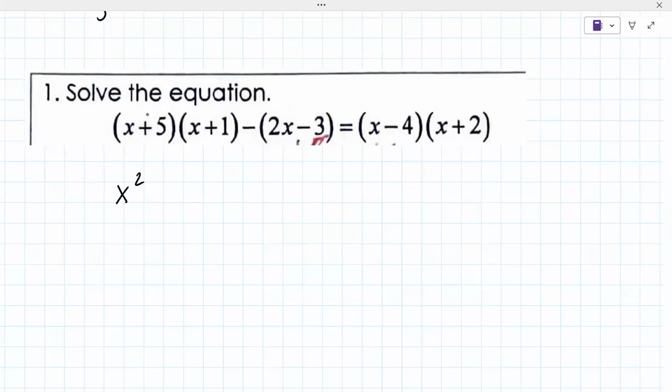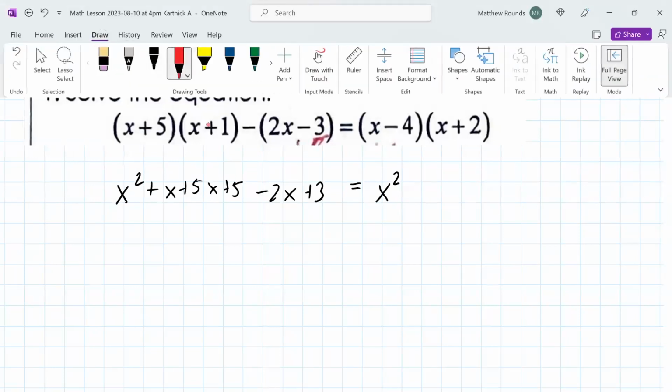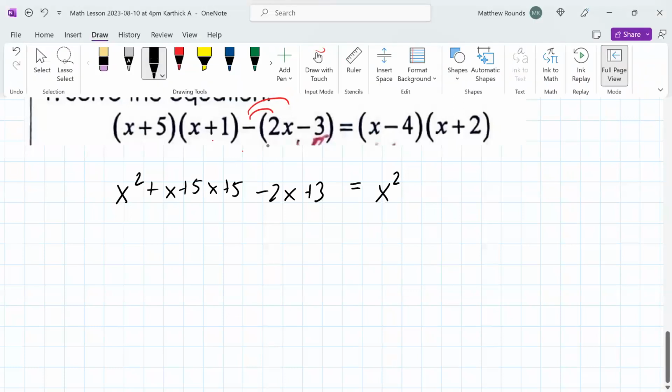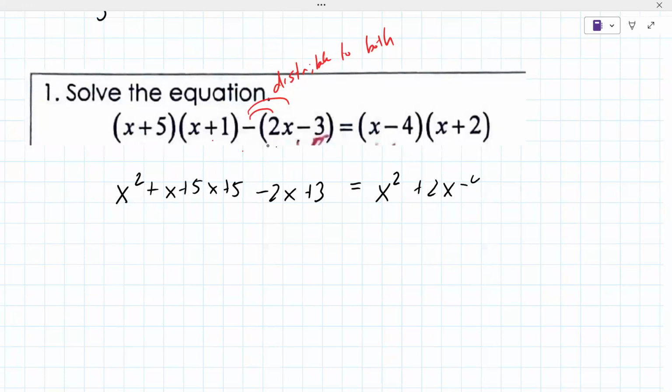So x squared plus x plus 5x plus 5. Now the negative here, you have to distribute into everything. So it's minus 2x plus 3. I kind of caught myself while I was doing it, because I first did it wrong. I did a negative to -2x -3. Then I fixed it, then did -2x plus 3, so that I was able to catch.